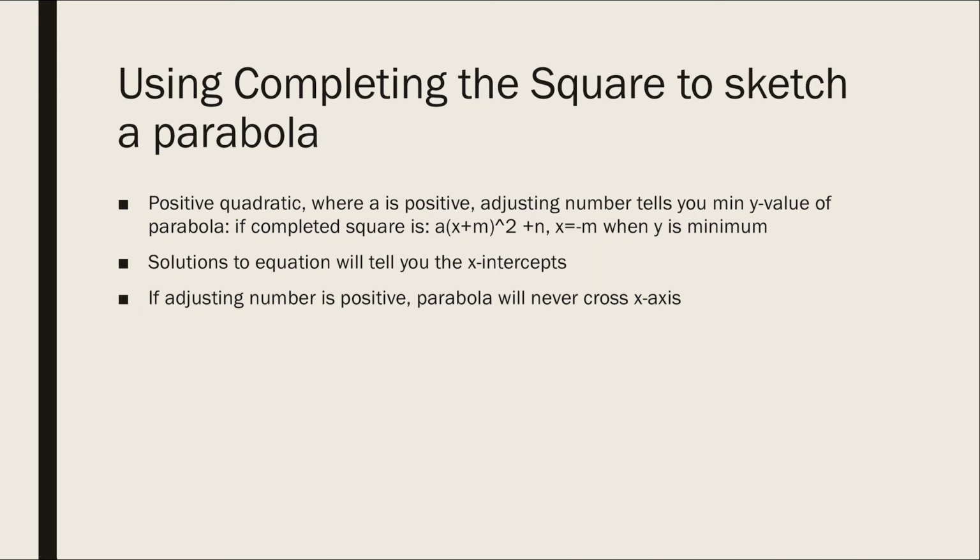The second thing that we need to know is that the solutions to the equation tell you where the graph crosses the x-axis, so the x-intercepts. And the last rule is that if the adjusting number is positive, the graph will never cross the x-axis, as it will always be greater than 0. So this means that the quadratic has no real roots. Let's now look at an example of a graph.